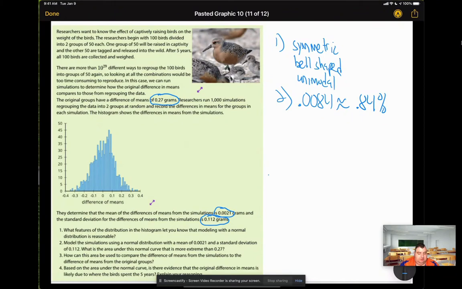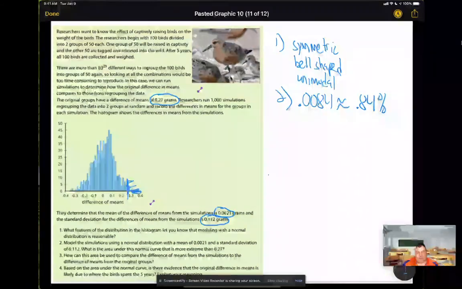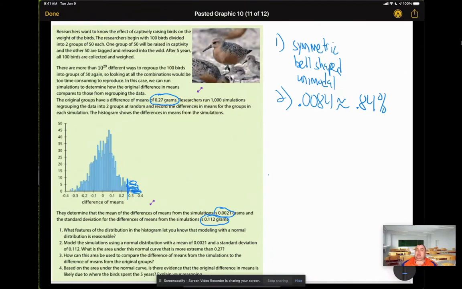How can this area be used to compare the differences of means from the simulations to the differences of means from the original group? So what this is telling me is that 0.27 is about right here, and 0.84% is greater than 0.27. But remember, I could also have a negative difference. So negative 0.27 is here, and anything less than that would also fall under this. So because of the symmetrical nature of the histogram, I could multiply 2 times 0.84, which is 1.68.